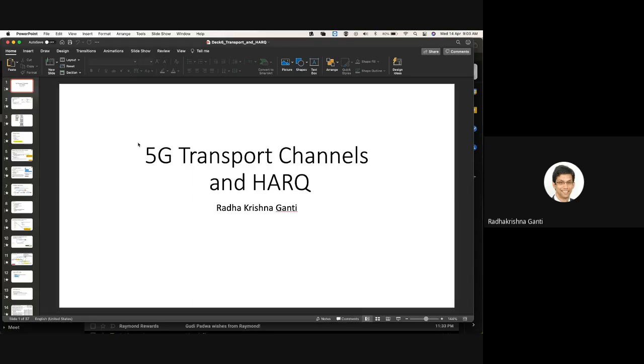Saying that, today we will start with the transport channels and HARQ. We'll start with the transport channels and understand how bits are processed, what the framing structure is, and how it is mapped to constellation points. Those are the things we are going to do now.